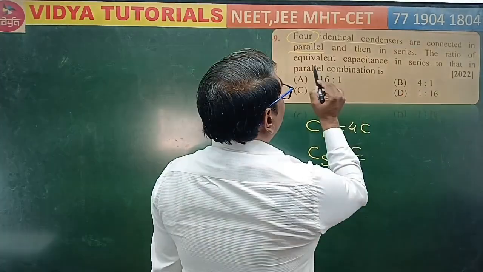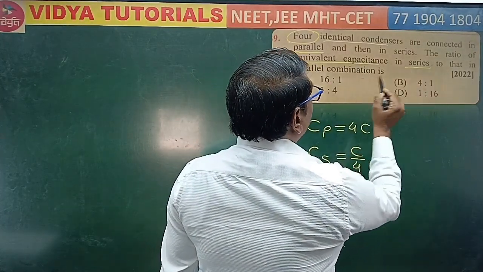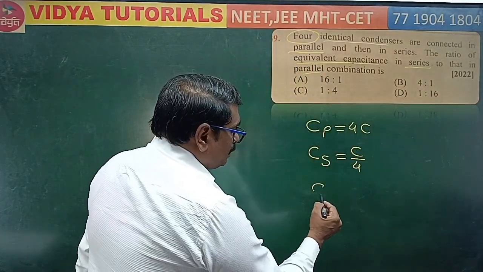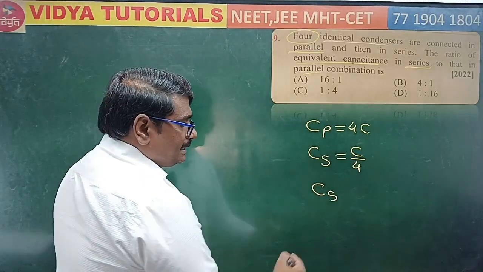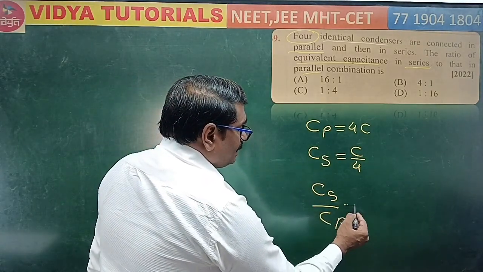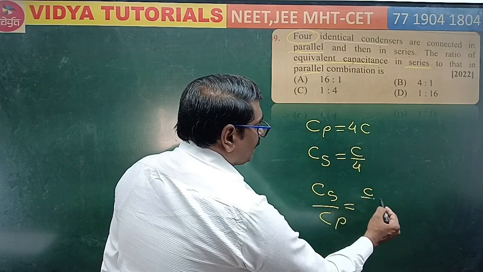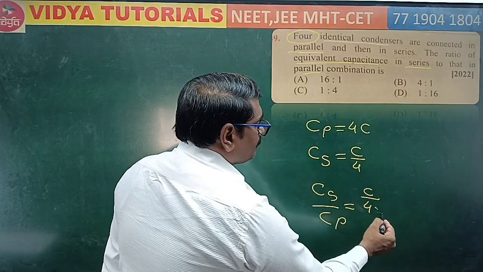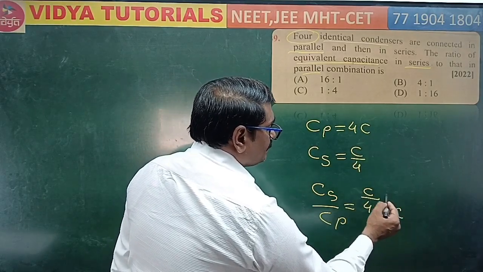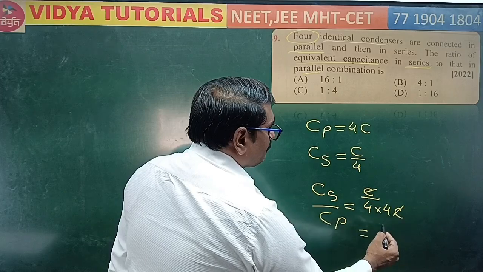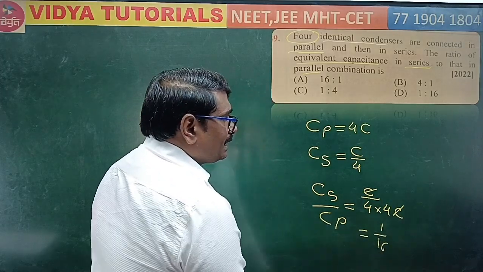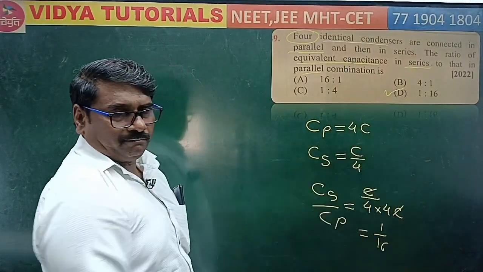Now we have to find the ratio of the equivalent capacitance in series to parallel. It means that we have to find the ratio of Cs upon Cp. Let's see, Cs is C by 4, Cp comes here, multiply 4C. C cancels, that is 1 by 16, and therefore we can say 1:16.